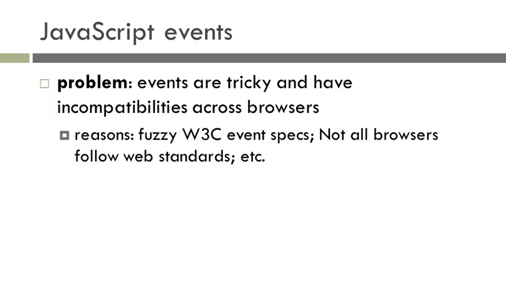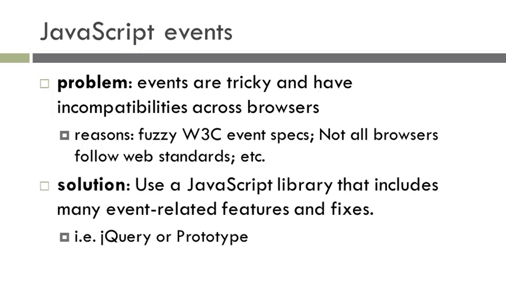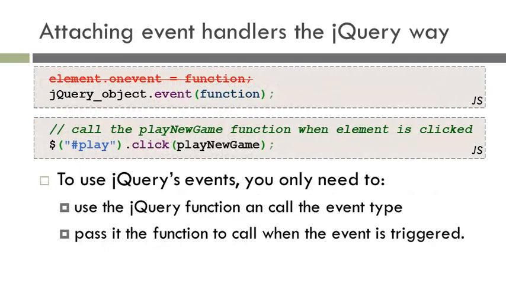One problem with JavaScript events is that not all browsers behave the same way with the same events, since the W3C specs are fuzzy. Also, a browser may choose to implement its own behavior of the event. One easy solution to this is to use a JavaScript library that ensures compatibility among the different browsers and includes many event-related features and fixes. As a result of these problems, we are going to use jQuery for event handling.